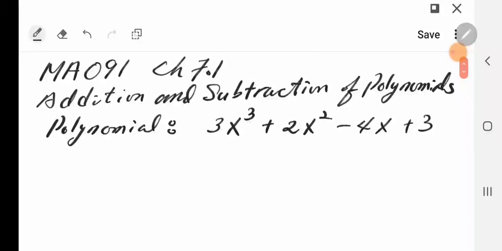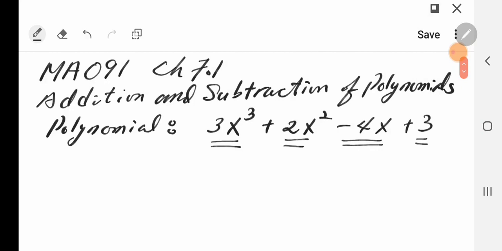Like this, we have 3x squared. This is one term, and the degree is 3. And there's another term which is 2x squared, and another term which is negative 4x, and 3. And 3 is called the constant. So combine all this is called a polynomial.